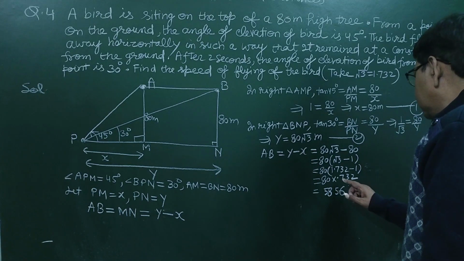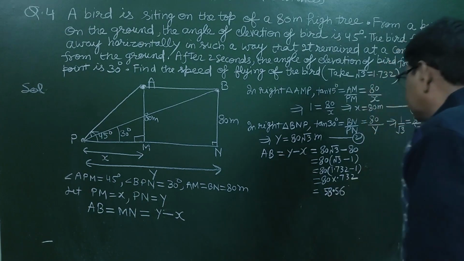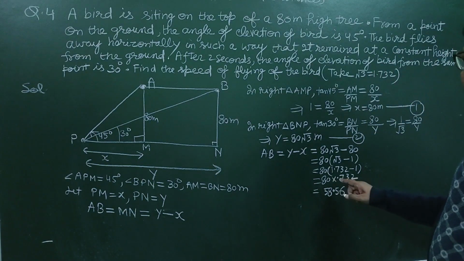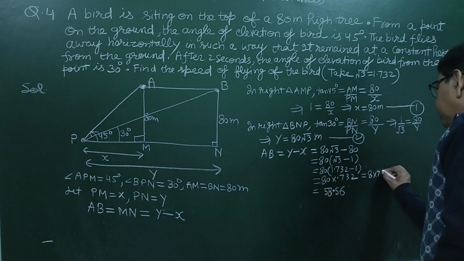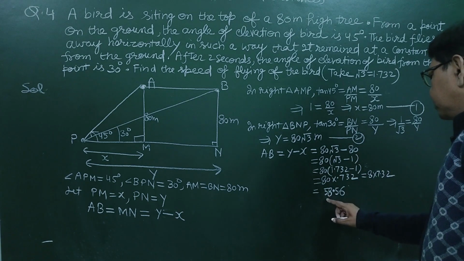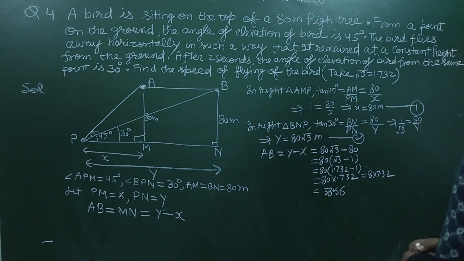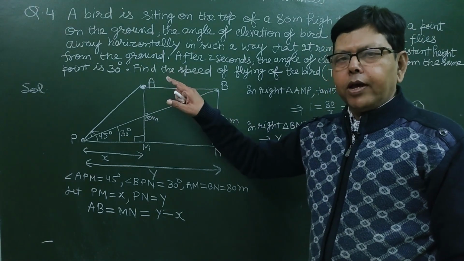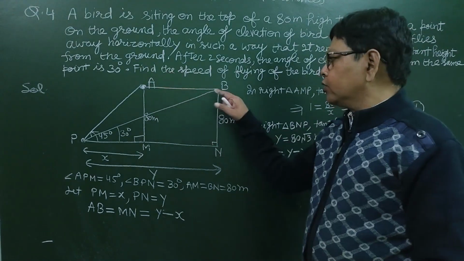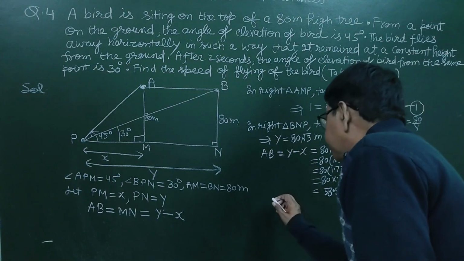So this is equal to 58.56, because 80 into this we can write as 8 into 7.32, so the multiplication will be equal to 58.56. So the bird has traveled a distance of 58.56 from the point A to the point B in 2 seconds. So we want to calculate the speed.